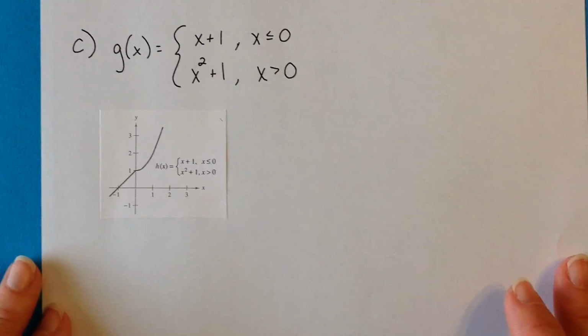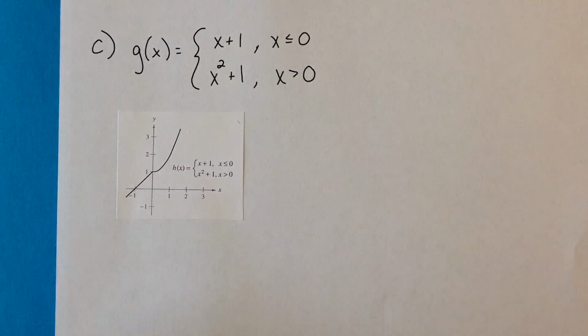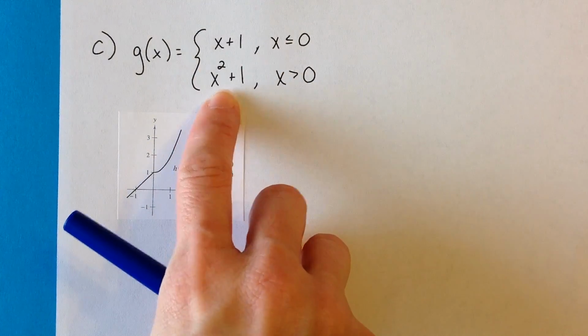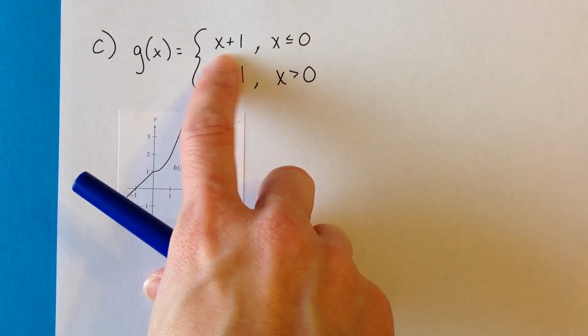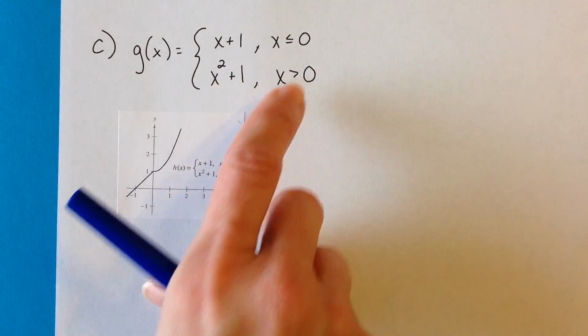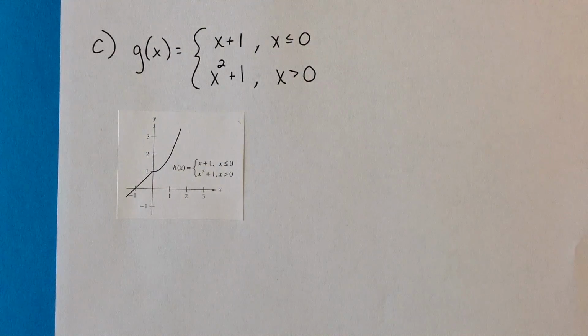Okay, next one. Now this is a piecewise function, which piecewise functions are a little bit harder to deal with in your calculator. Because if you're going to put this in your calculator, what you'd have to do is actually just put this in y1, put this in y2, and then just look at this one when you're less than 0, look at this one when you're greater than 0. The thing about piecewise functions that you have to make sure of is, do they connect up to each other?